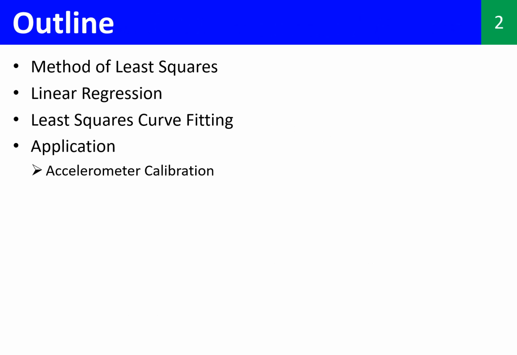Here is the outline. First, we will discuss the method of least squares. Next, we will briefly present the broader idea of linear regression. And after that, least squares curve fitting will be discussed. And finally, we will use the method of least squares for the application of accelerometer calibration.